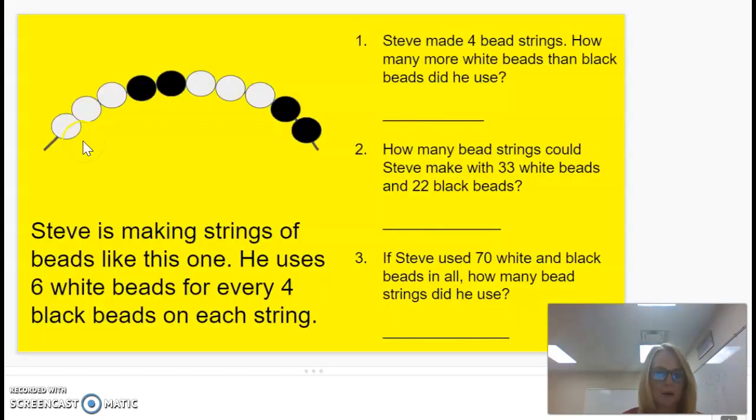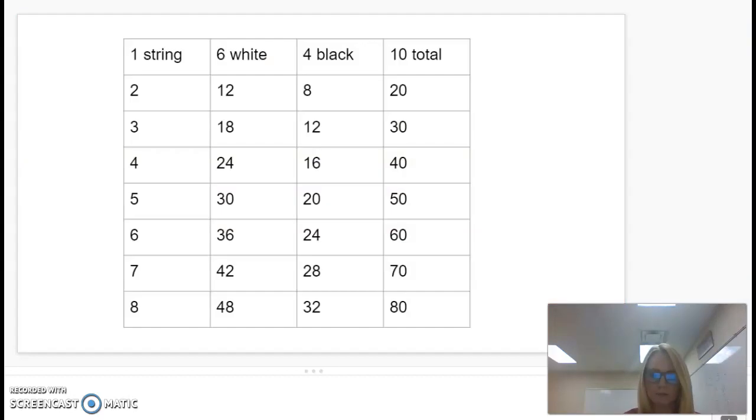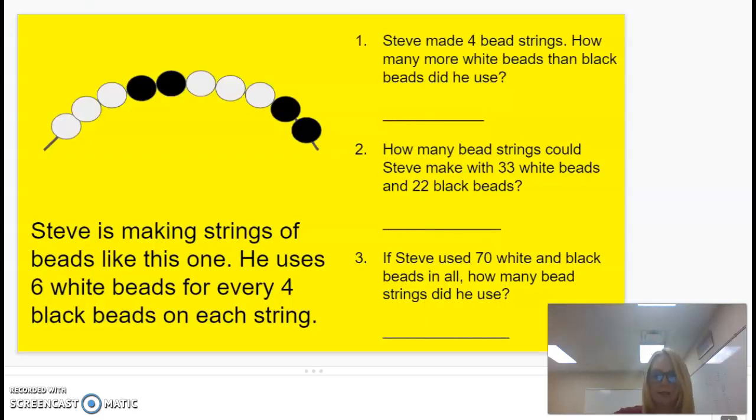Going back here, question 2, how many bead strings could Steve make with 33 white beads and 22 black beads? Well, going to my table, I see that 5 strings would need 30 white beads and 20 black beads, but 6 would need 36 and 24. So my answer is 5, right here.